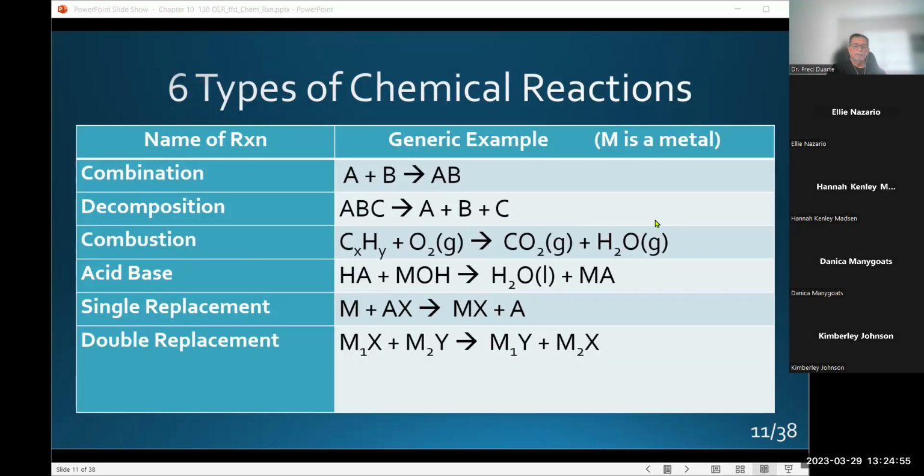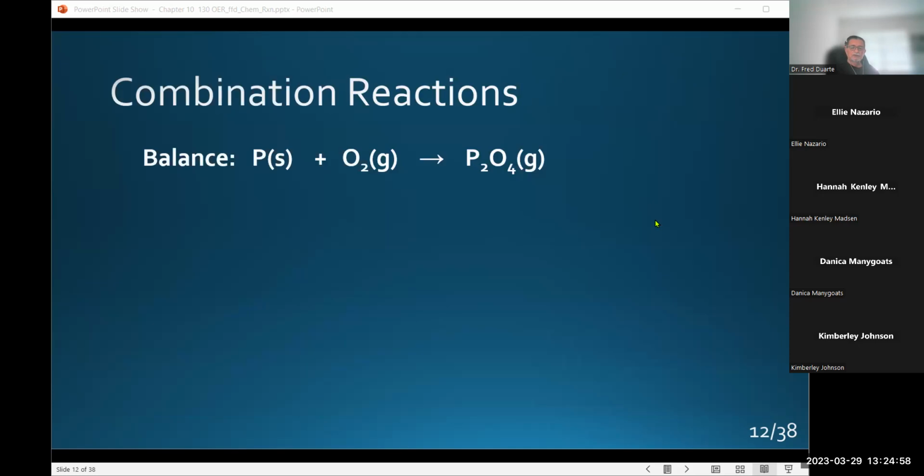All right. So let's talk about a specific one. Here we have a combination reaction. What do we have here? We have phosphorus in the presence of oxygen. Can you recognize that you're dealing with elements? And when they come together, you form a compound. Combination reaction, okay?